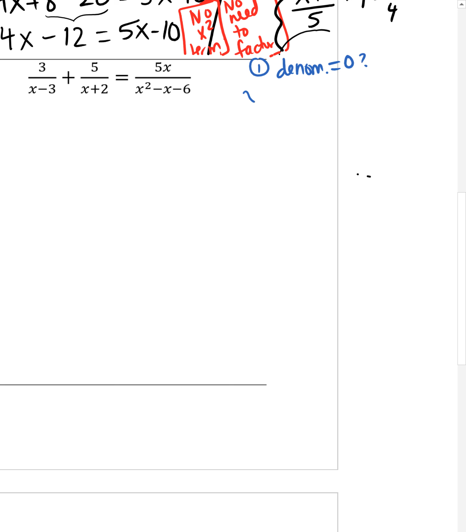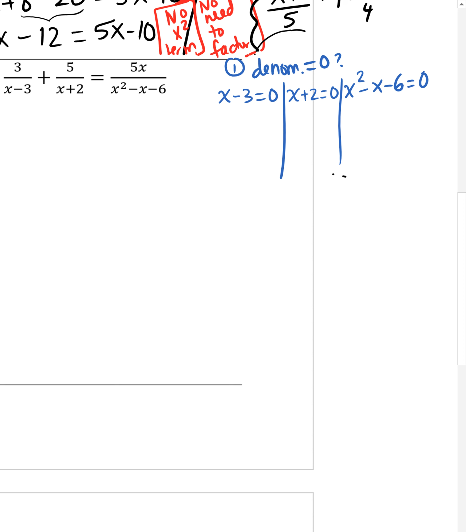So I got 3 of them. The very left one is denominator's x minus 3. I gotta figure out when he's 0. The middle one's x plus 2. I gotta figure out when he's 0. The last one, x squared minus x minus 6. I gotta figure out when he's 0 as well. Whew, okay.